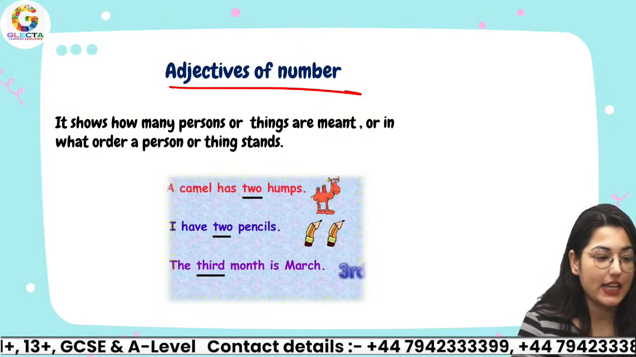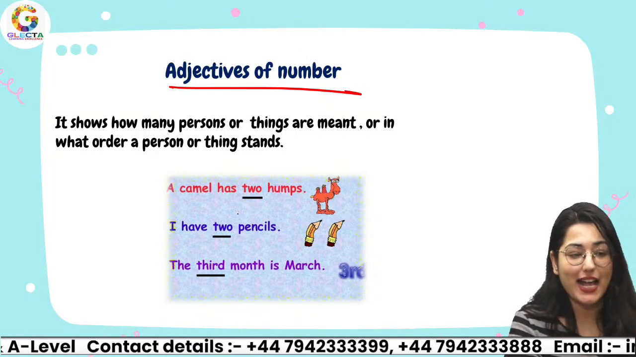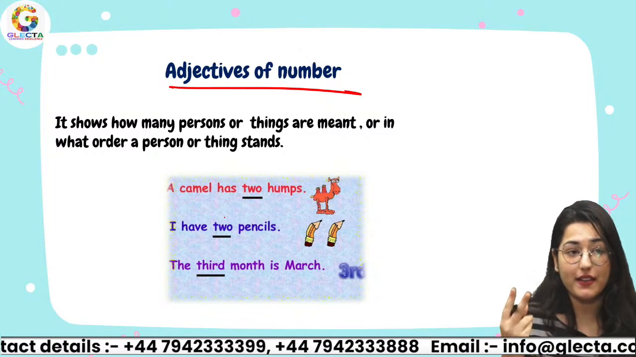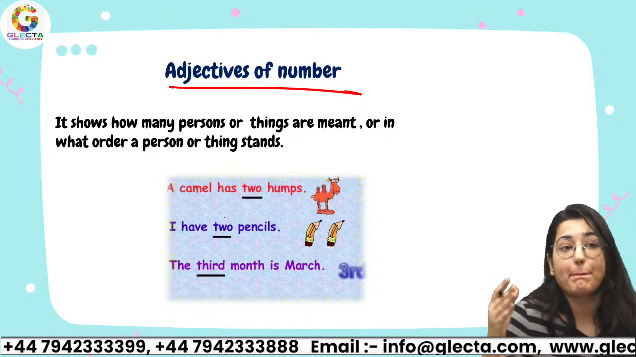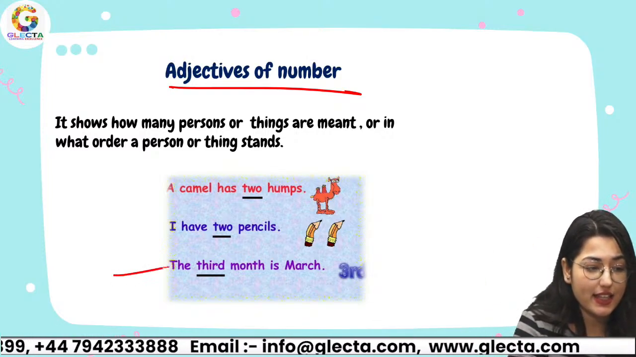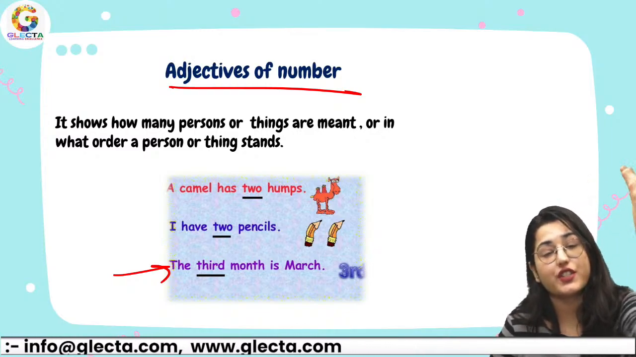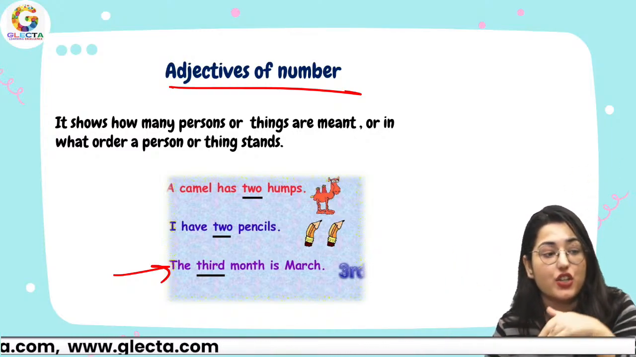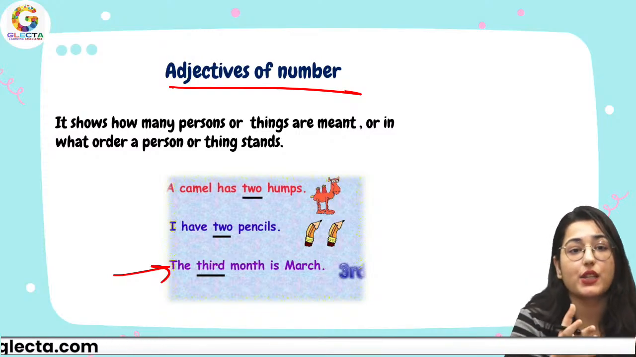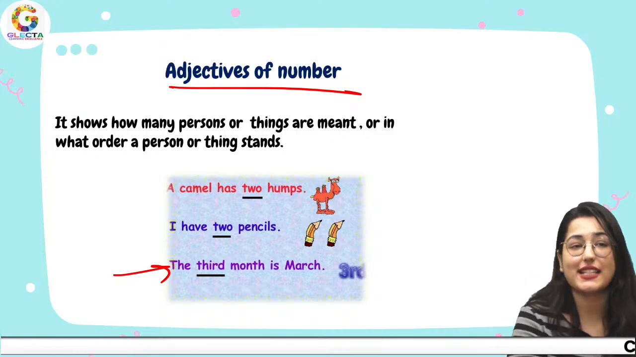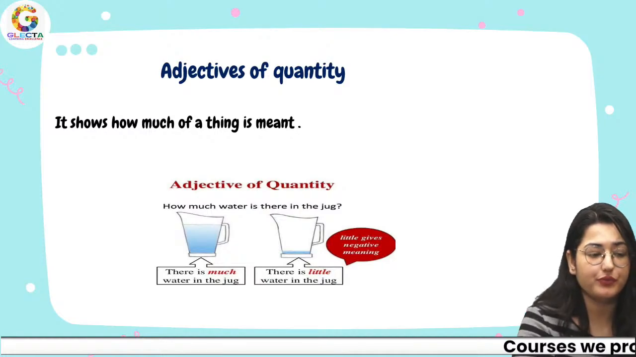Okay? Now, just like a camel has two humps, I have two pencils, the third month is March. So you can see in these sentences, it shows the position, first, second, third, sixth, eighth. So these are to show the ranking, the positions. We need to use adjectives of number.